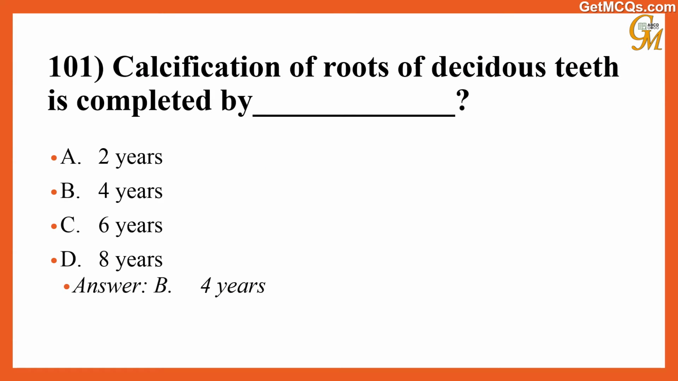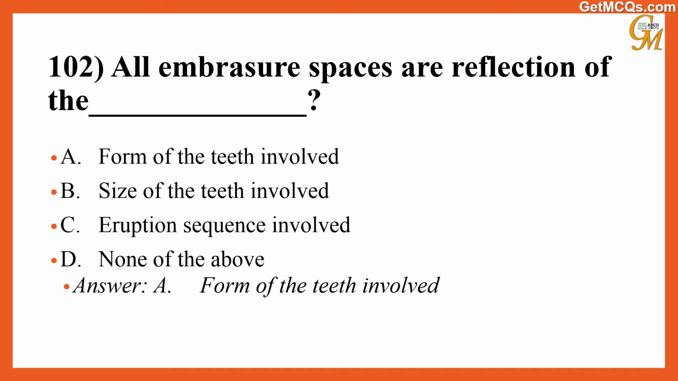101. Calcification of roots of deciduous teeth is completed by? Answer: B. 4 years. 102. All embrasure spaces are reflection of the? Answer: A. Form of the teeth involved.